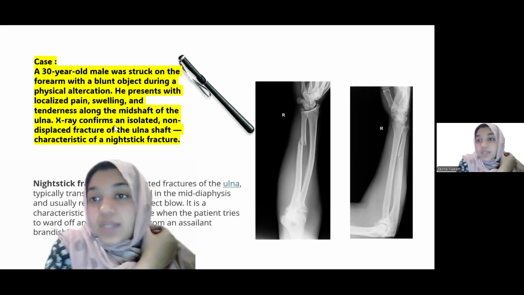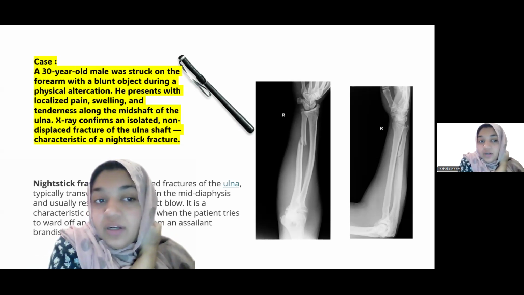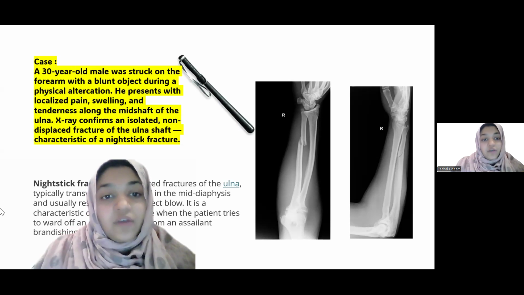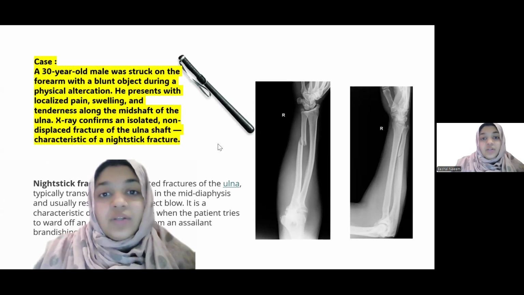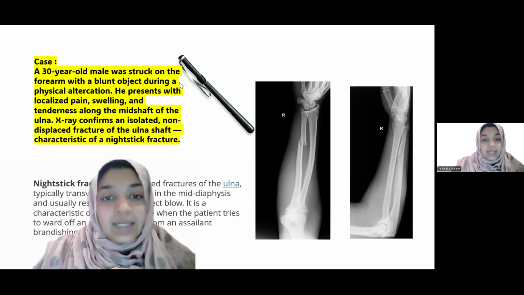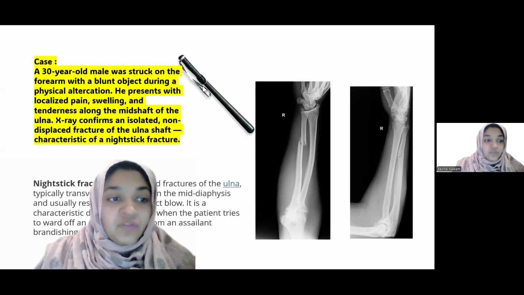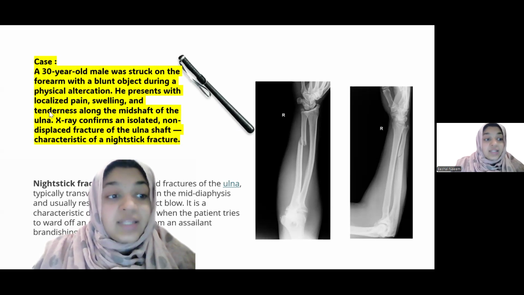X-ray confirms an isolated non-displaced fracture of the ulnar shaft, characteristic of a nightstick fracture. Now, as you can see, this police baton or nightstick is the nightstick through which the anatomists have named this fracture nightstick fracture. It's always an isolated mid-shaft ulnar fracture.